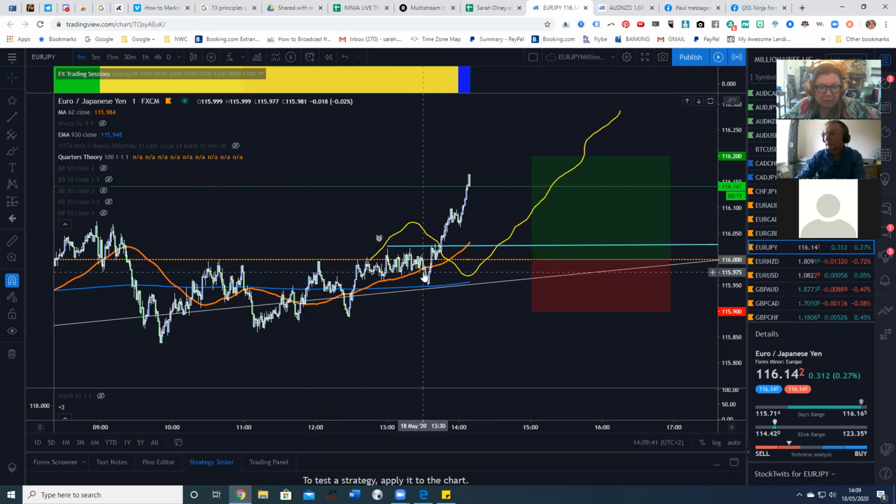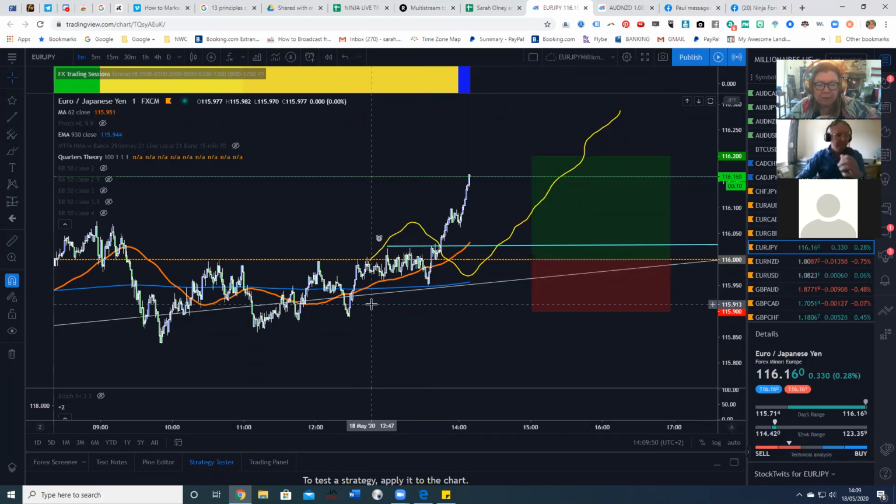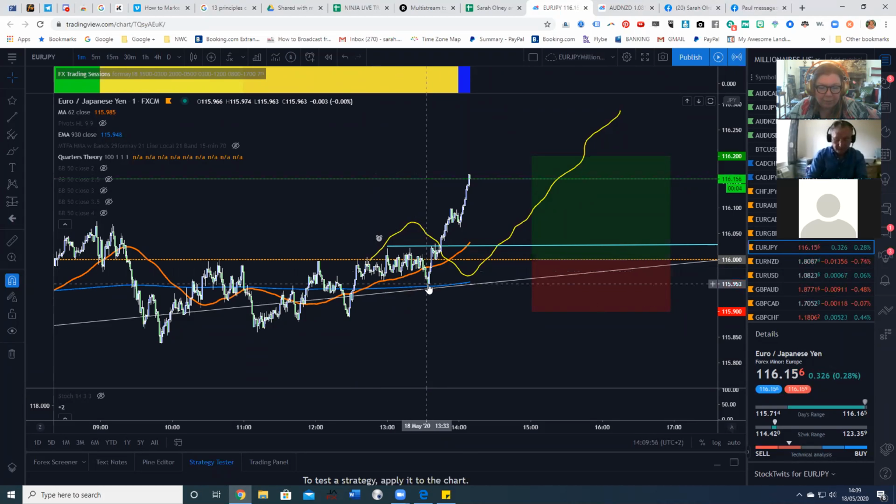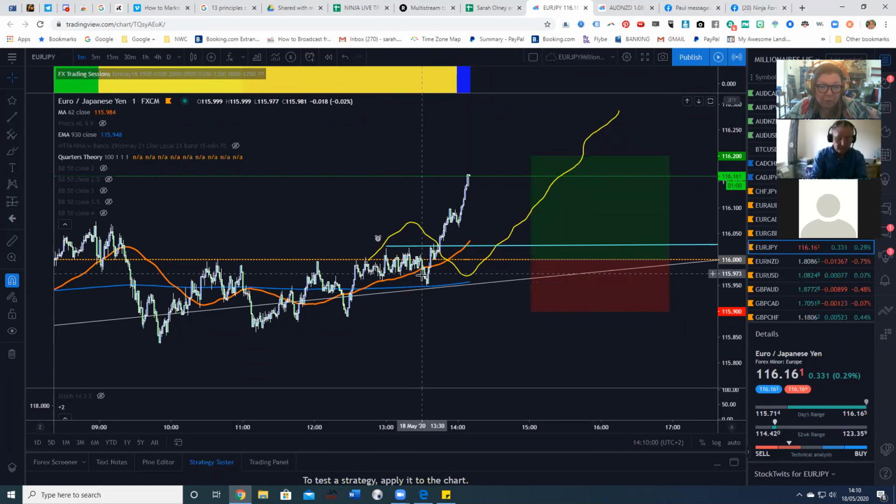Now you're going to say, but Sarah, it's broken that 62 and it's come back down here. Doesn't that mean it's selling? And the answer is no. As we know, price moves in a flow on a chart. It's not a straight line up or down. So what it's doing here is retesting the 15-minute line. And that's just simply what price does. You'll find it comes back down.